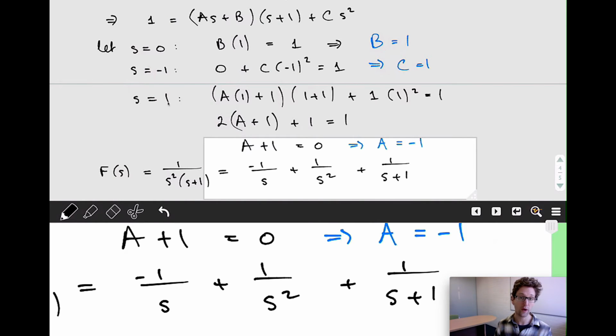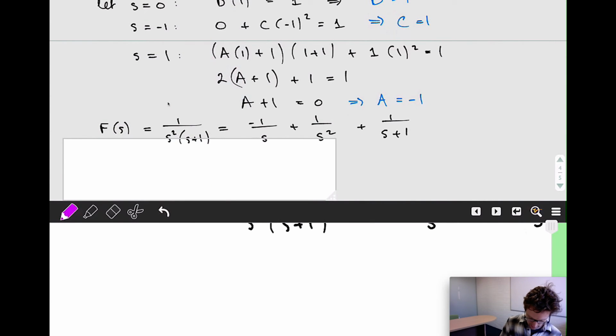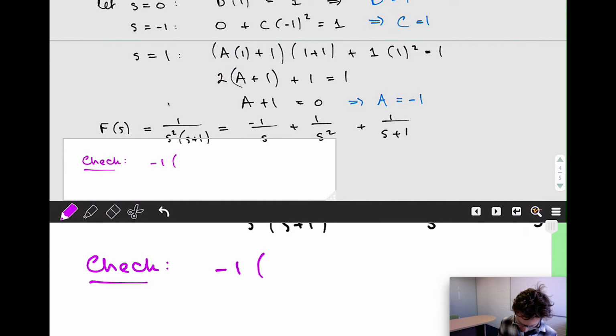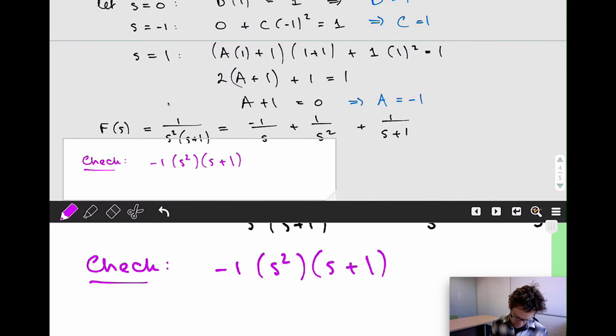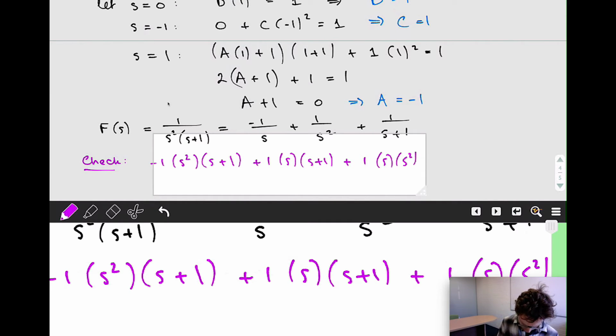And of course, if we've got a few extra minutes in the exam, it's always worthwhile going back and checking that we do in fact have the correct answer, just by cross-multiplying. So let's just check it. So we've got minus 1 times the other coefficients, plus 1 times the other coefficients, plus 1 times the other coefficients, all over.